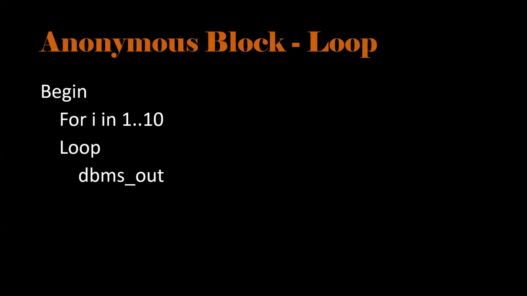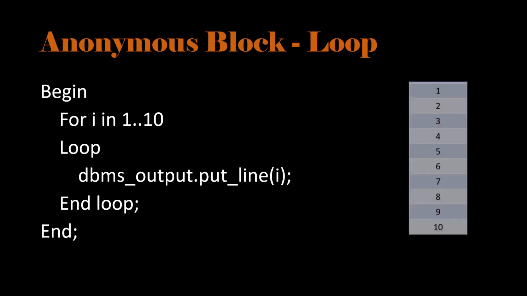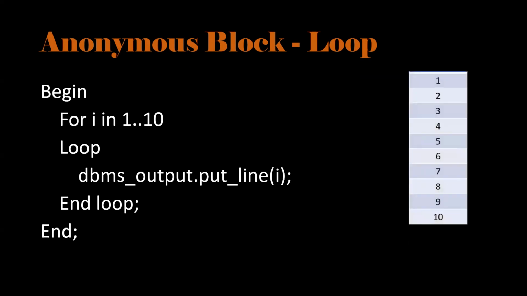So next one, by using anonymous block. dbms_output.put_line is the Oracle predefined package which is used to see the result on the console. So if you execute this block, 1 to 10 numbers will be printed on the console. So it will loop for 10 times and output will be displayed on the console.